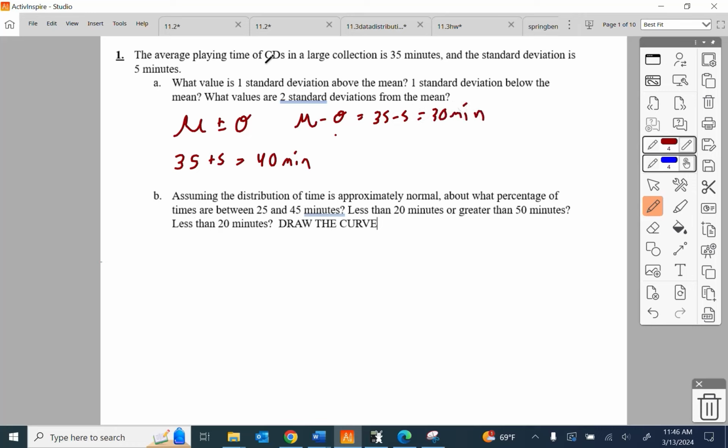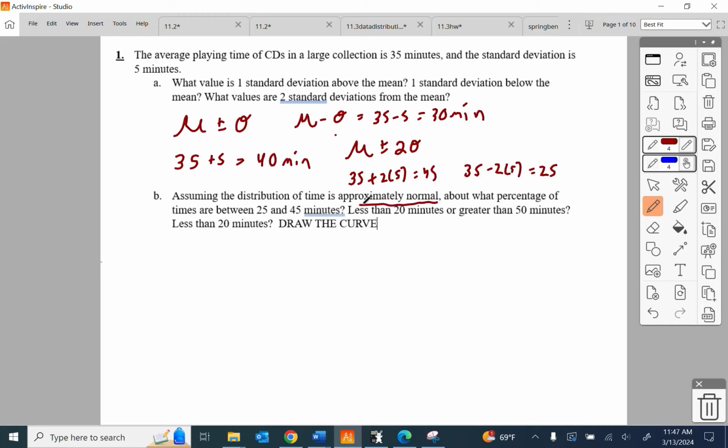What values are two standard deviations from the mean? So we're talking about the mean plus or minus 2 standard deviations. If you take your 35 and you add 2 5s, you'll get 45. If you take your mean and you take away 2 5s, then I guess you'll get 25. So there you go.